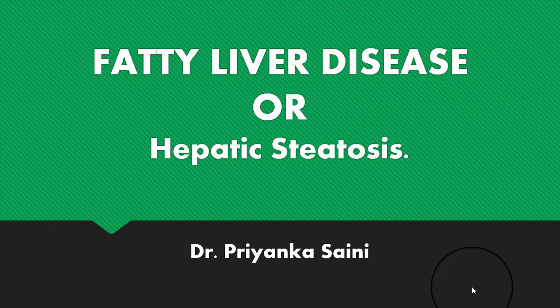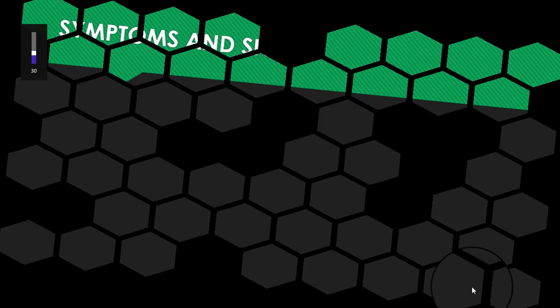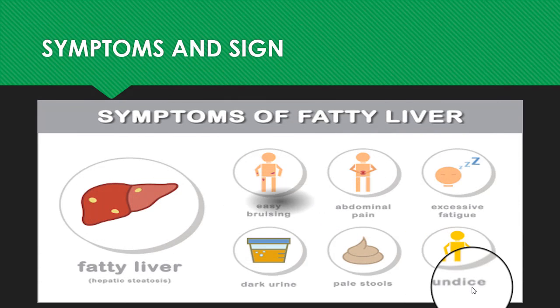Next, we will discuss the clinical symptoms of fatty liver, that is, the signs and symptoms. In many cases, fatty liver causes no noticeable symptoms, but you may feel tired or experience some discomfort or pain in the upper right side of your abdomen.